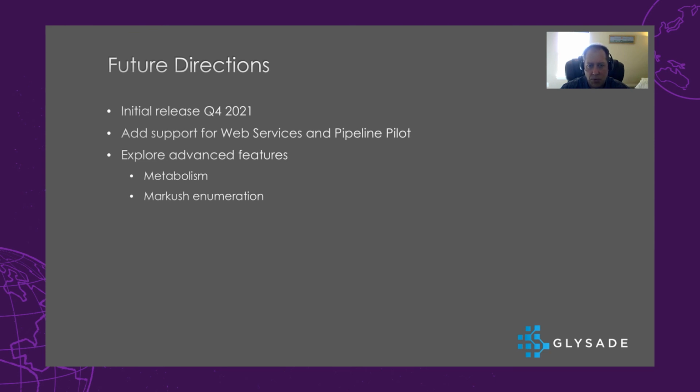ChemAxon toolkits have a plethora of functions that I can see being useful for small molecule drug development. Metabolism prediction and Markush enumeration are high on my list for the next phase of integration work. If there are features that members of the audience would like to see integrated into Spotfire, I would be interested in hearing their opinions as well.